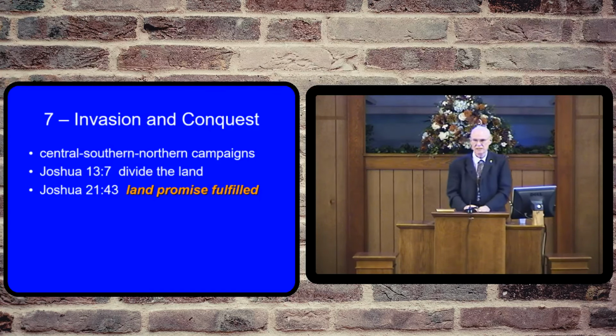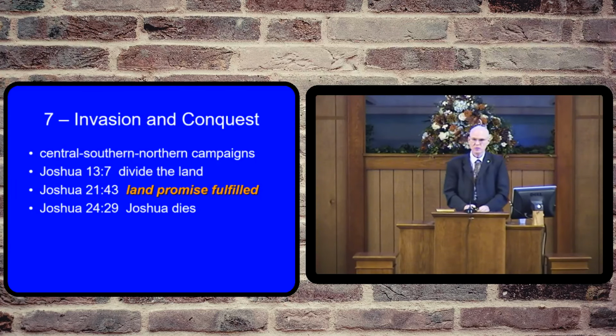Joshua 21, verse 43 says, "So the Lord gave to Israel all the land which he had sworn to their fathers, and they took possession of it and dwelt in it." So now the promise made to Abraham, repeated to Isaac, repeated to Jacob, has been fulfilled. The land now belongs to their descendants.